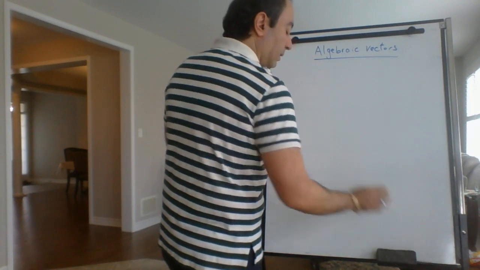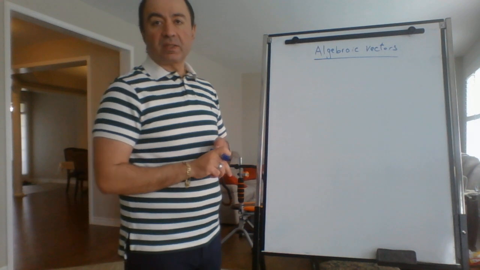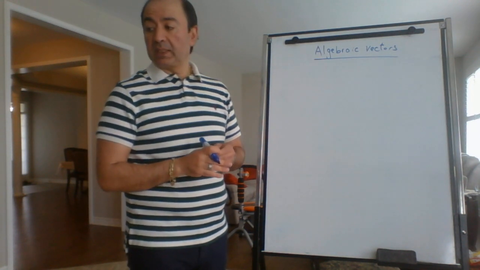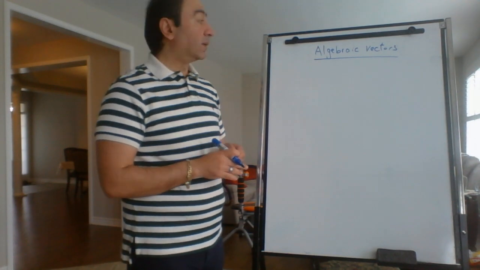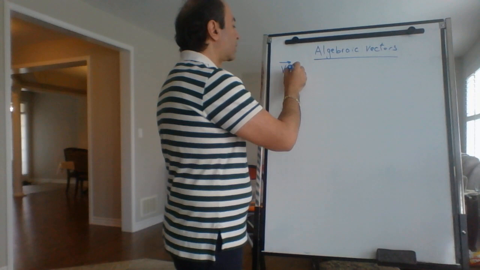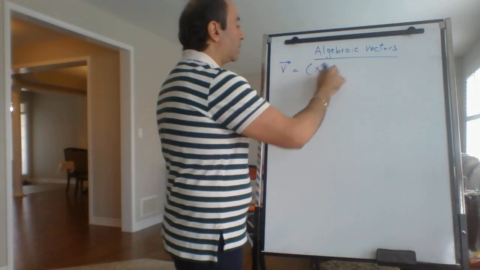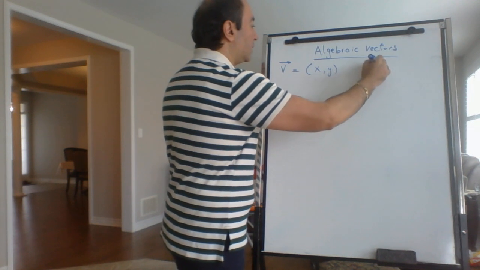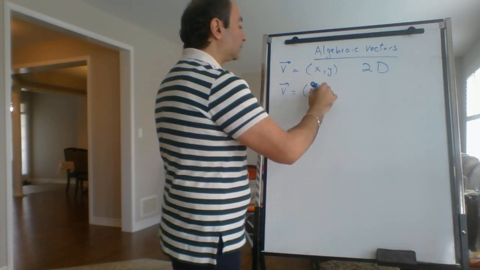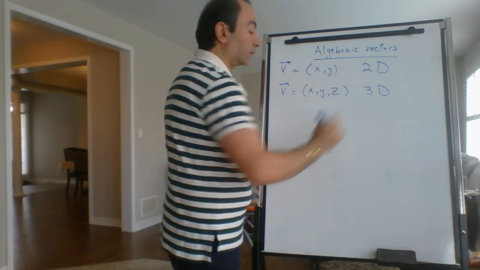Algebraically means using a Cartesian system, like x, y in 2D, and x, y, z in 3D. So in the Cartesian system, x and y is if we have 2D, and the vector will be x, y, z if we have 3D vectors.